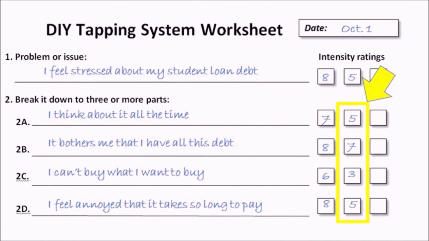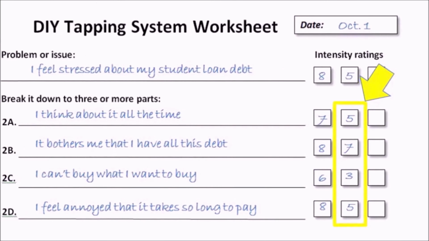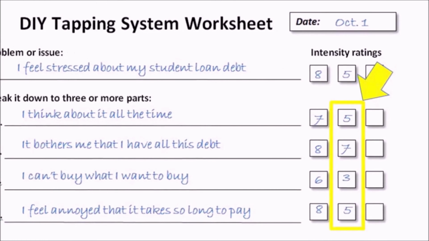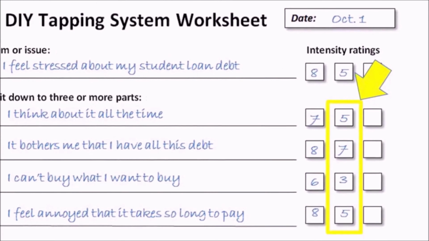I recommend re-rating all of the sub-issues at this point to see if any of the others have decreased intensity. This often happens when you work on one of the sub-issues. The other ones decrease usually too. So if your number was 3 or more on that original one in Step 1, go to Step 2 and choose another sub-issue with which to work and continue through the process using this new issue as your focal point.